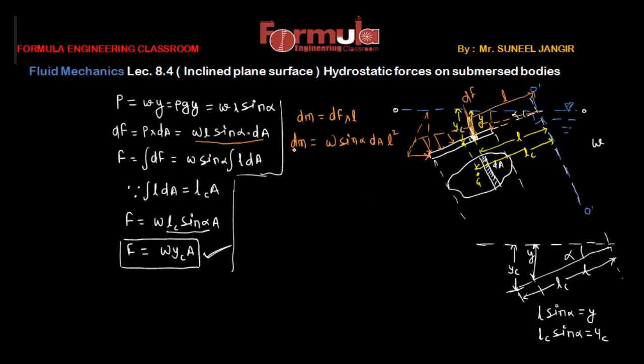So by integrating this moment we can calculate the sum of the moments by the different elementary forces about this axis. So we can write that this total moment M will be equal to integrating this dM, so that I'm taking out this W sin alpha and integrating L square dA. Now again, we discussed this integral L square dA in the previous case, and we defined this as the moment of inertia about the axis O' O'.